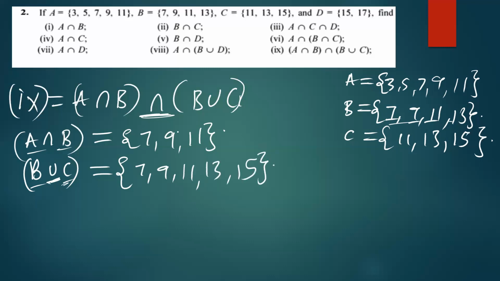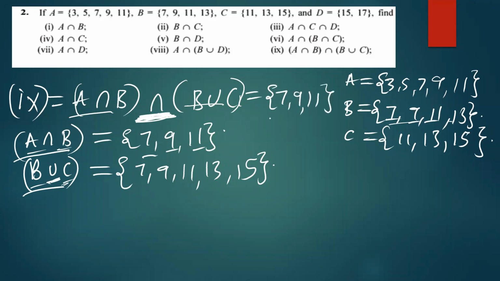We have to find the common elements since we are dealing with intersection. The common elements between this set and that set are simply 7, 9, and 11. So the final solution there becomes 7, 9, and 11.